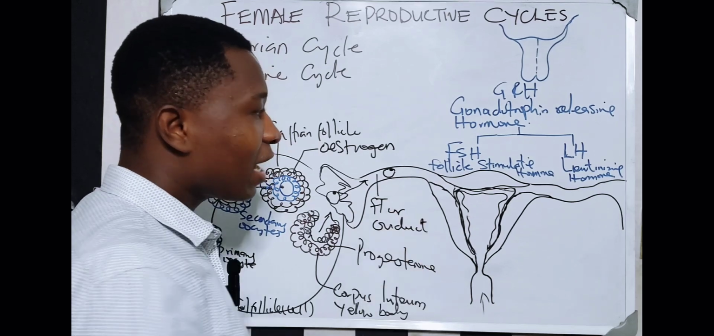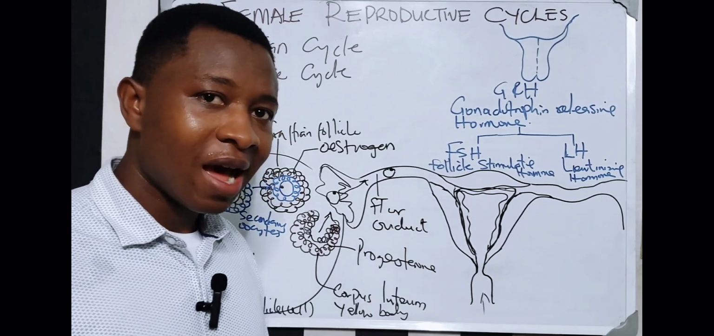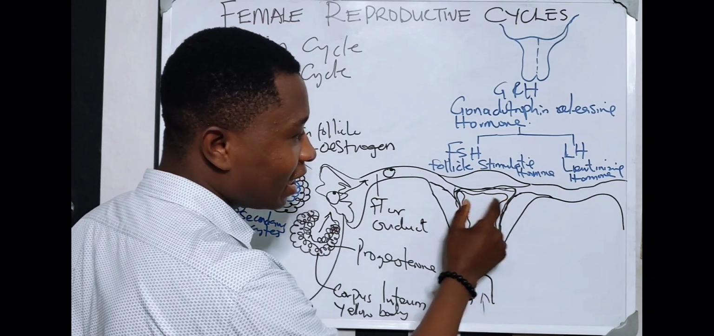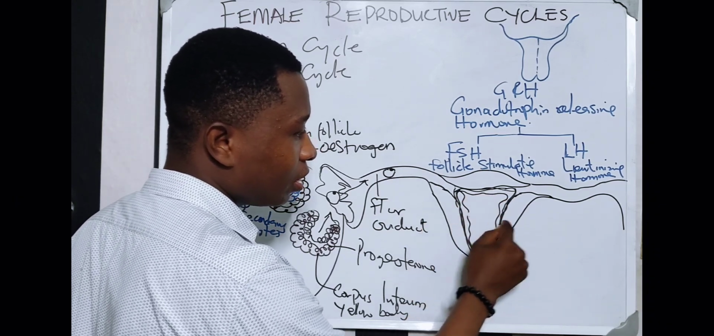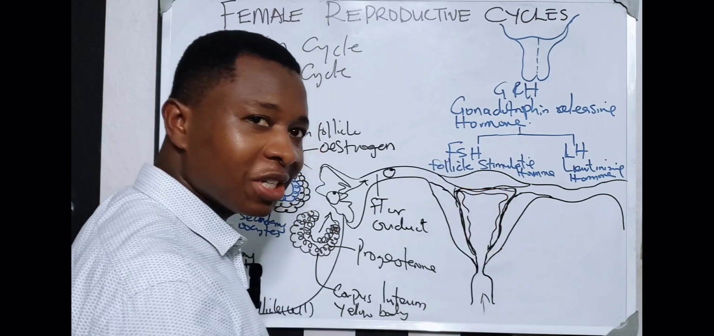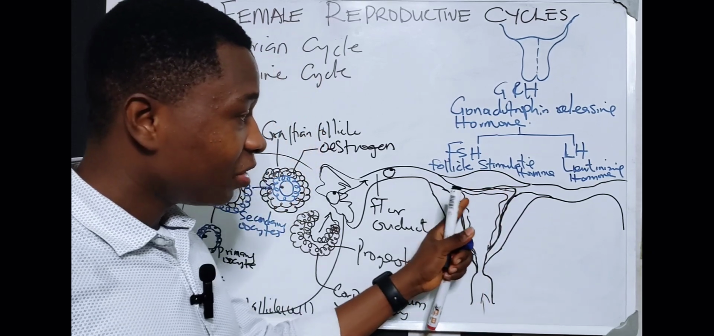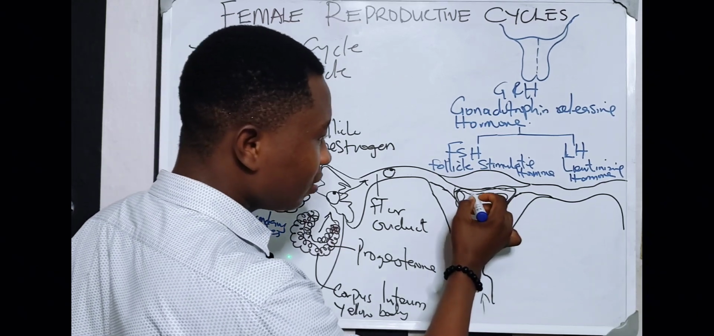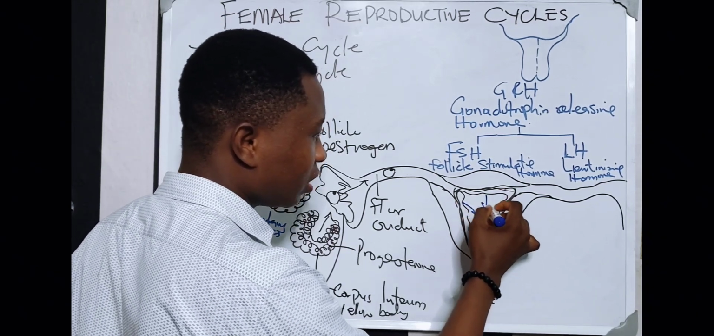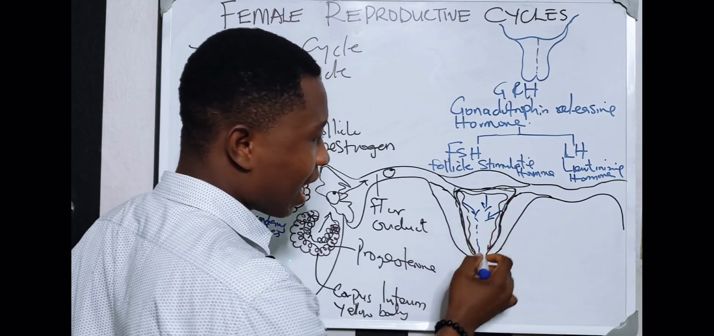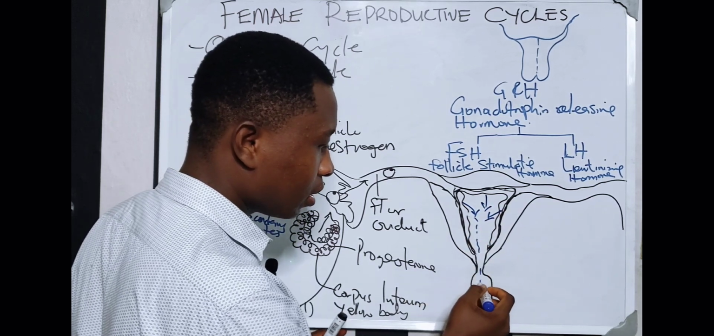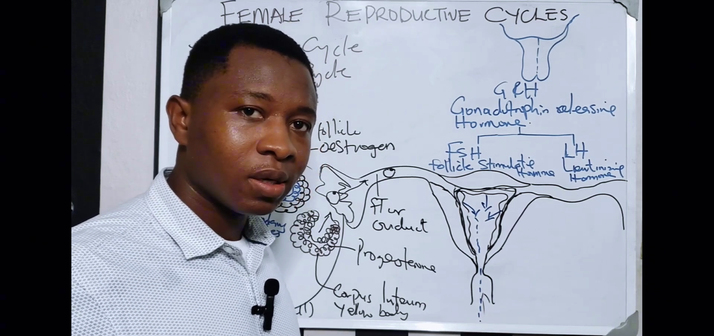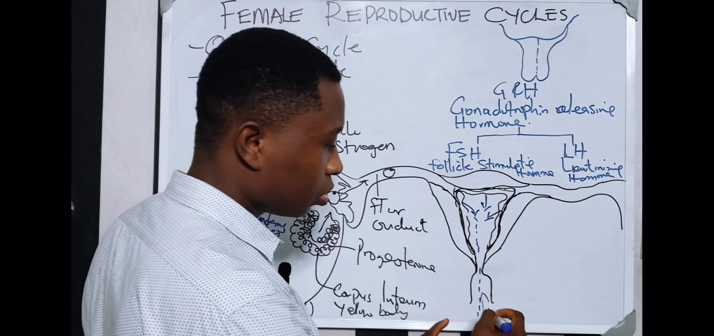Now, after like 14 days, you would notice that the lining of the uterine wall begins to detach. Now remember, this preparation, this lining, is filled with blood vessels and tissues. So the lining of these parts begins to detach, and that is what comes out as the period, or menses, or menstrual blood.